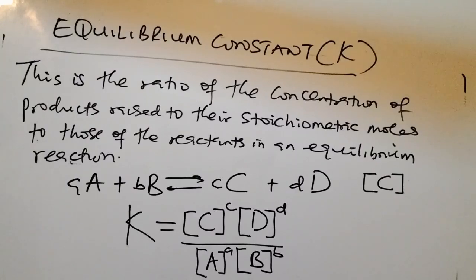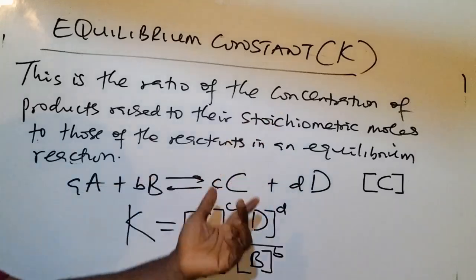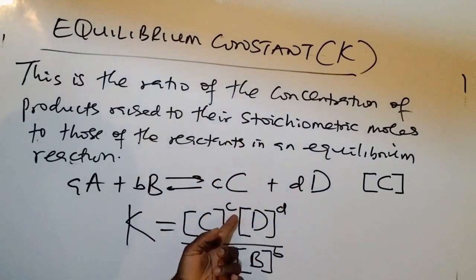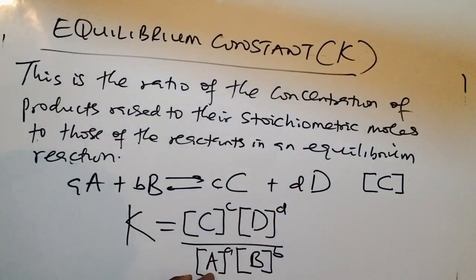So it says the ratio of the concentration of the products raised to the number of moles to those of the reactants raised to their own number of moles. That is what is meant by equilibrium constant for a reaction at equilibrium. So that is it. We'll now look at the types of equilibrium constant.